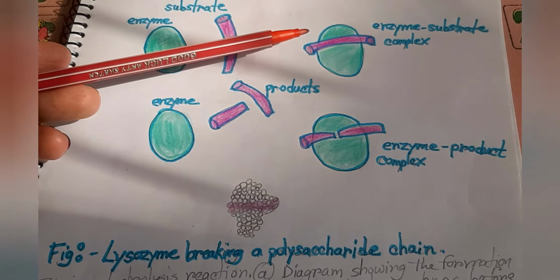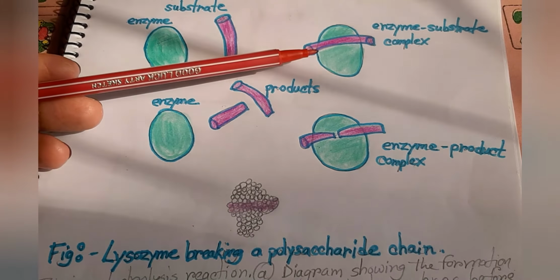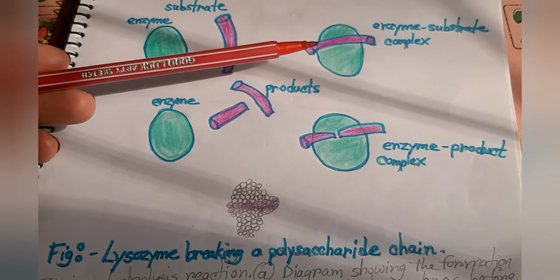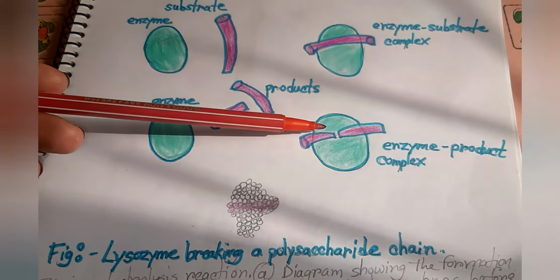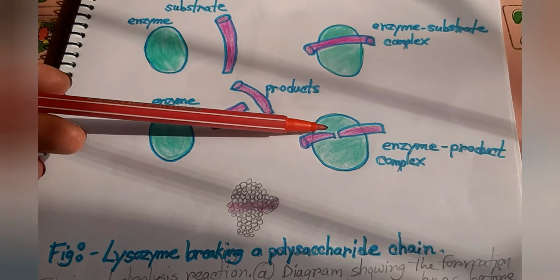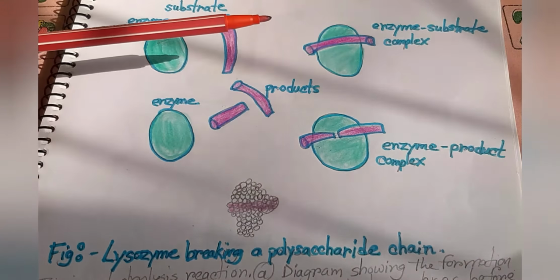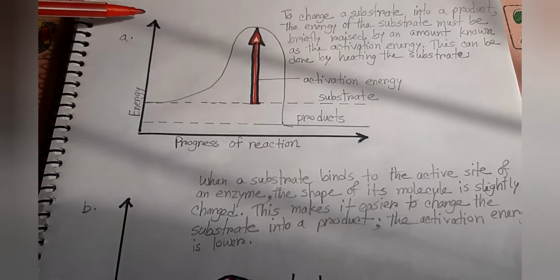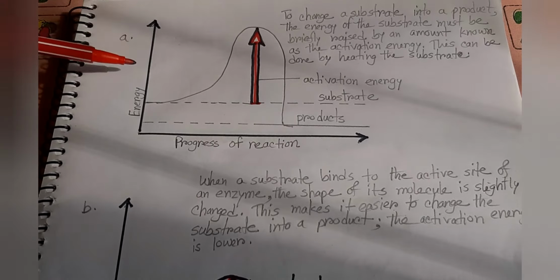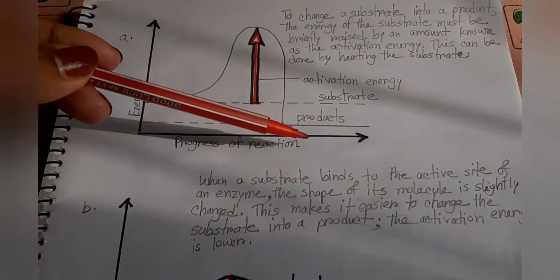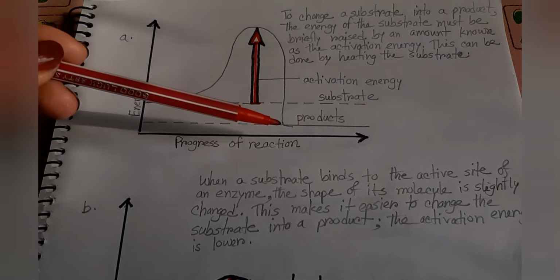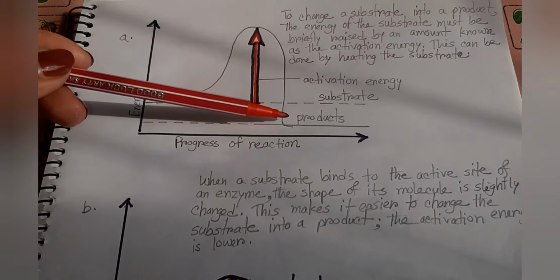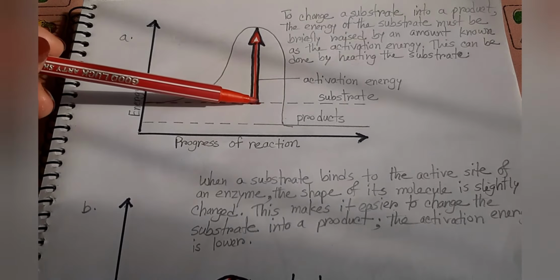Here is an enzyme-substrate complex. This diagram shows a space-filling model, and here is an enzyme-product complex. Here is another diagram showing energy. This axis is the energy level, and this is the progress of the reaction. This is the products and this is the substrate.